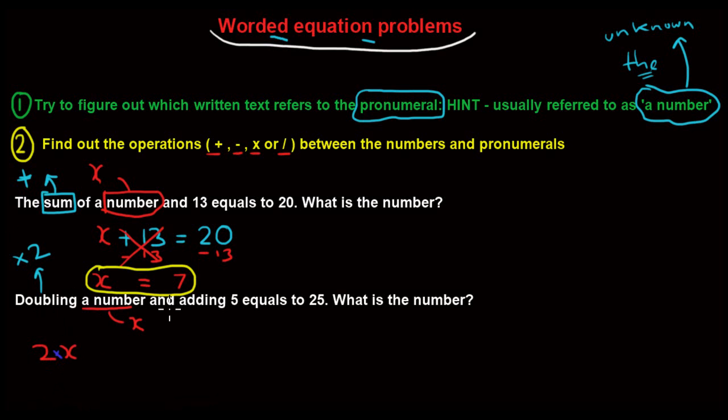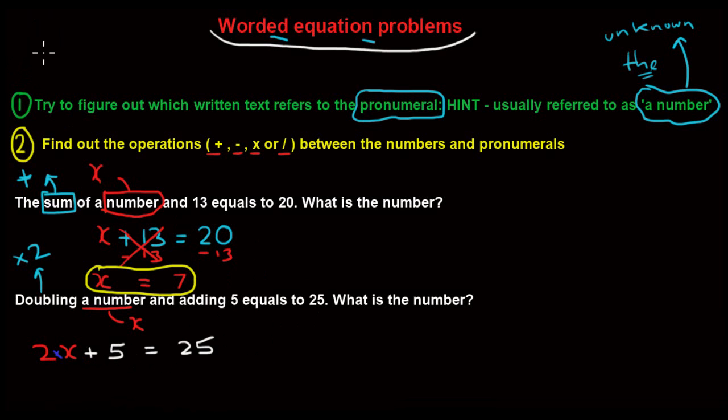So doubling a number and adding 5. So adding refers to plus. So we can just write plus 5 equals 25. So that's the whole thing written. So it's 2x plus 5 equals 25. And then we're trying to find out what the number is.